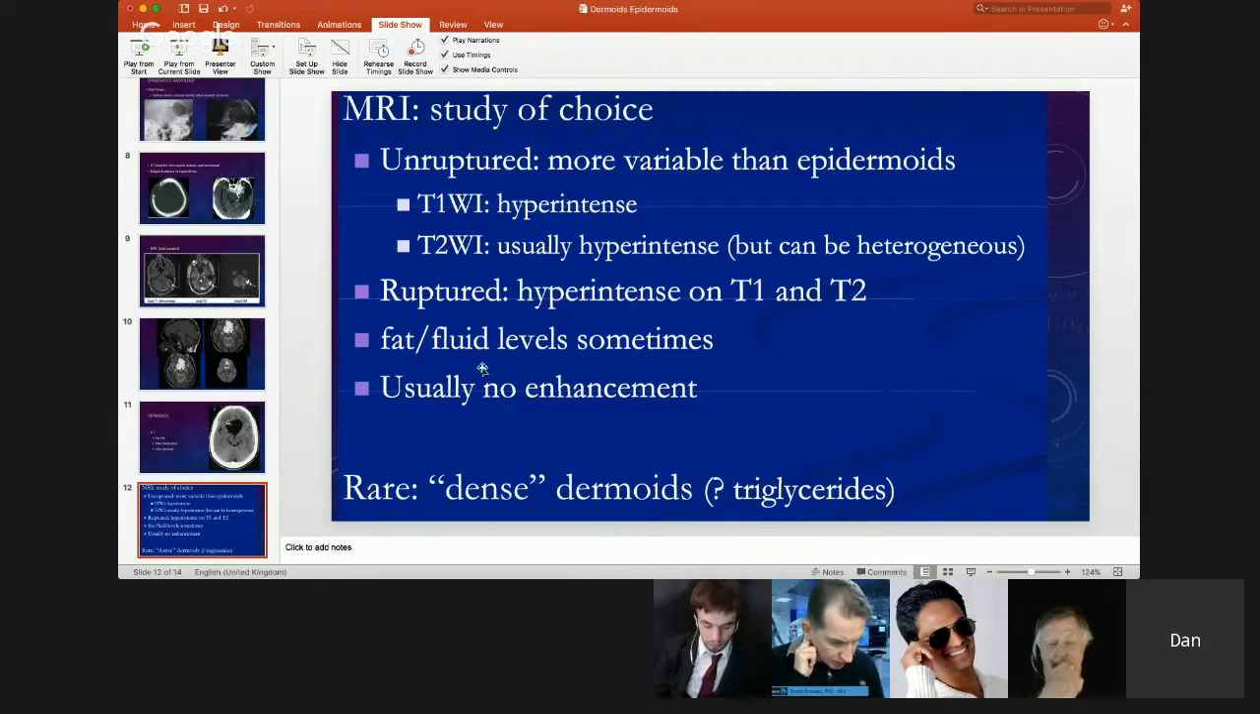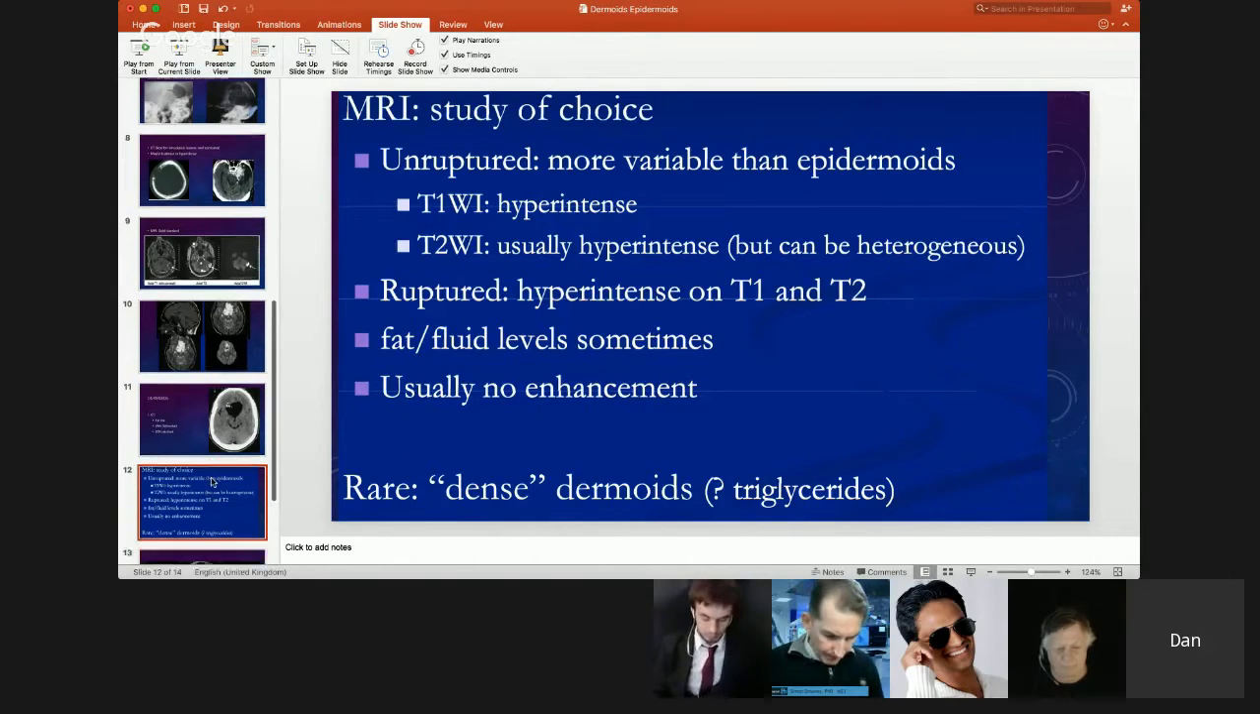Usually, if you try to do some contrast, there's no enhancement. And as we mentioned earlier, there is the possibility of dermoids rupturing. And if they rupture, then you will see this fatty material going all through the ventricles or within the subarachnoid space.